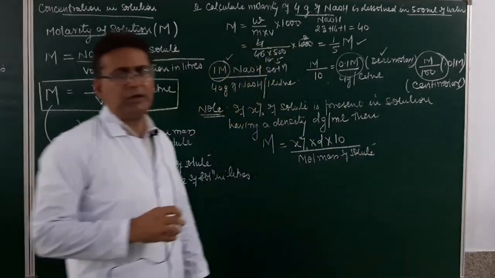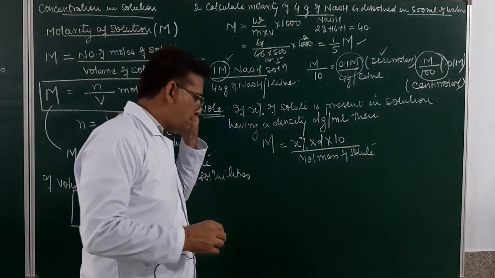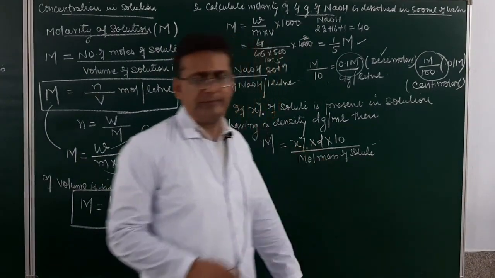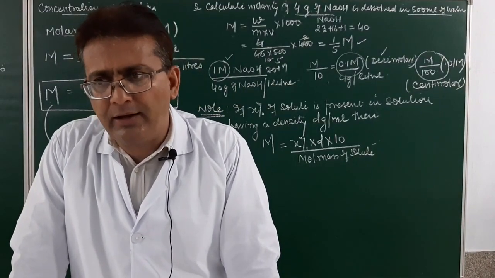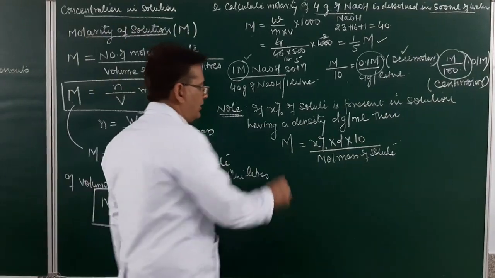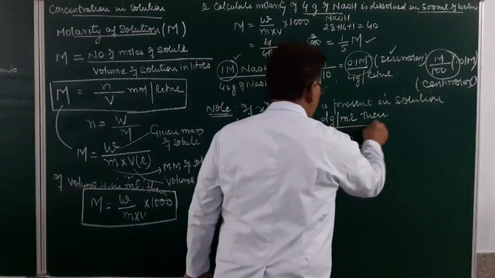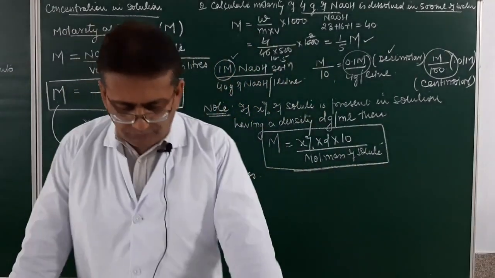I think I shall be very clear. If in a question it is given X% of the solute is present in the solution having a density d gram per ml, then you will calculate the numerical problem directly by applying the formula. Molarity will be equal to X% into D into 10 upon molecular mass of the solute.